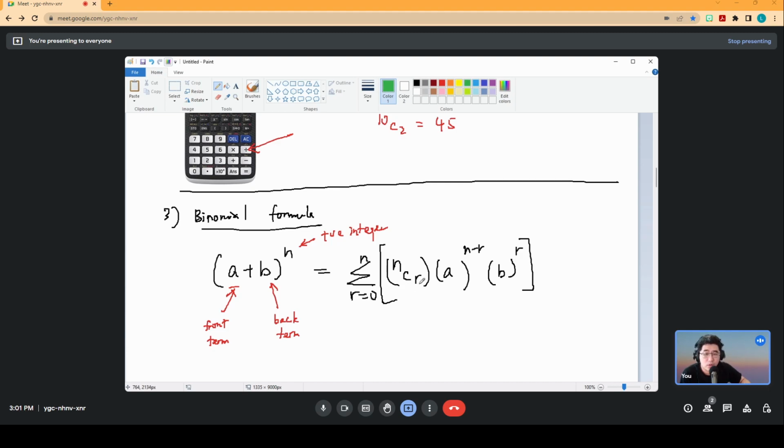This is the formula. As you can see, we start from the 0 position, and then you end with the n position.